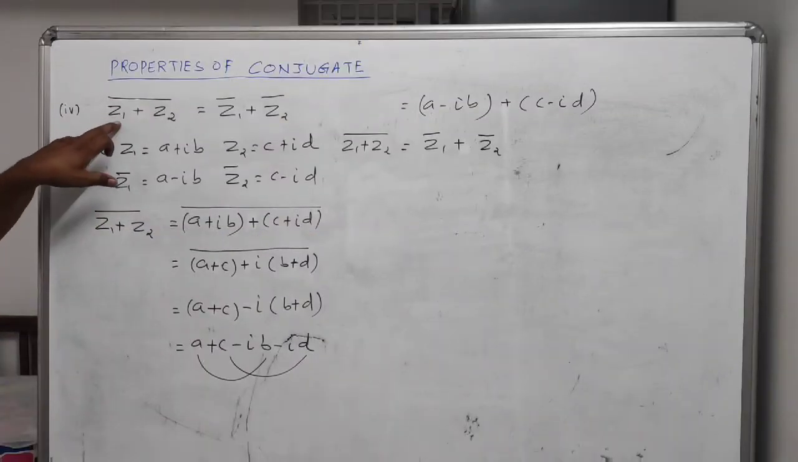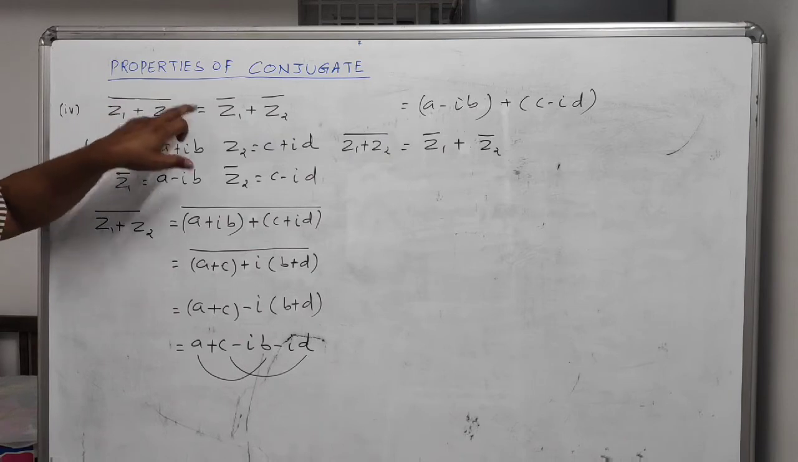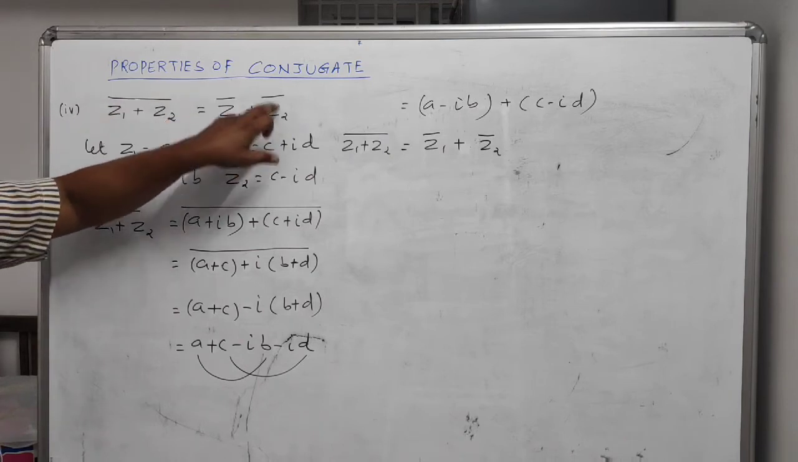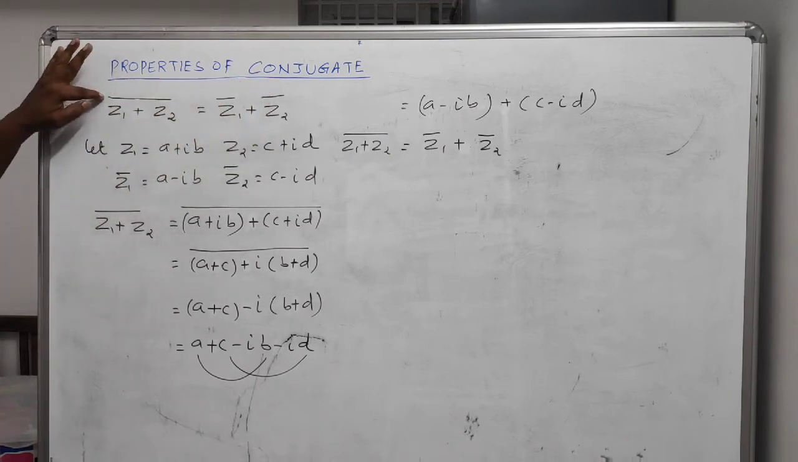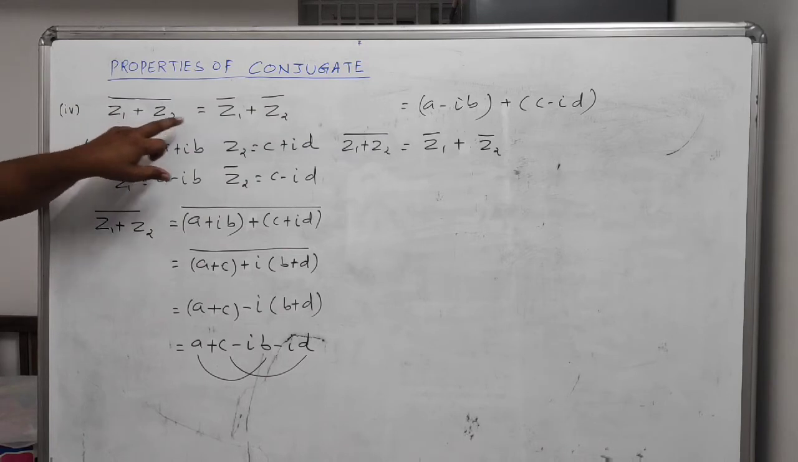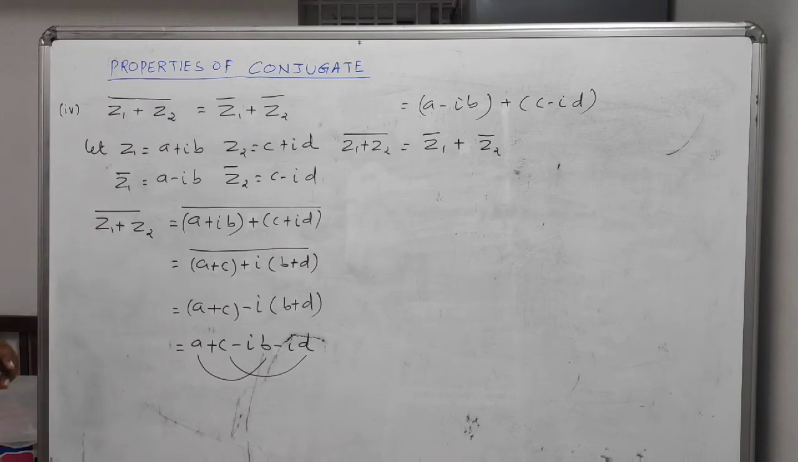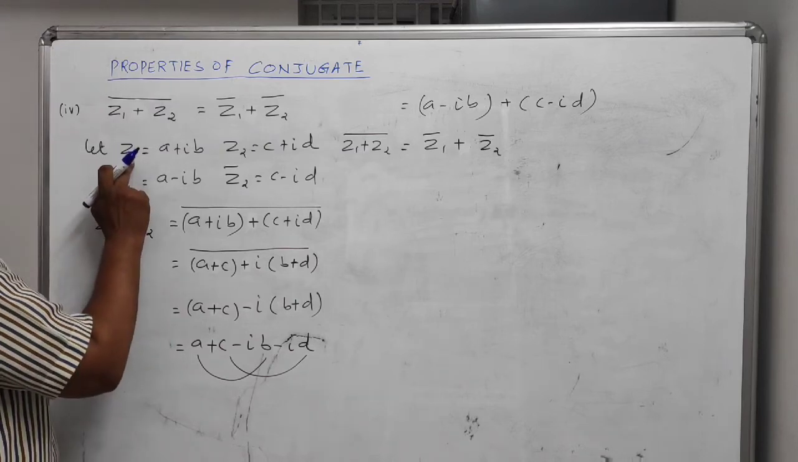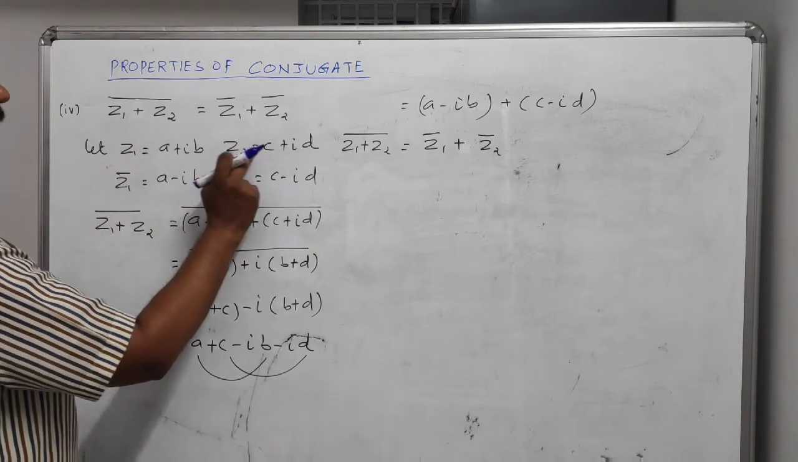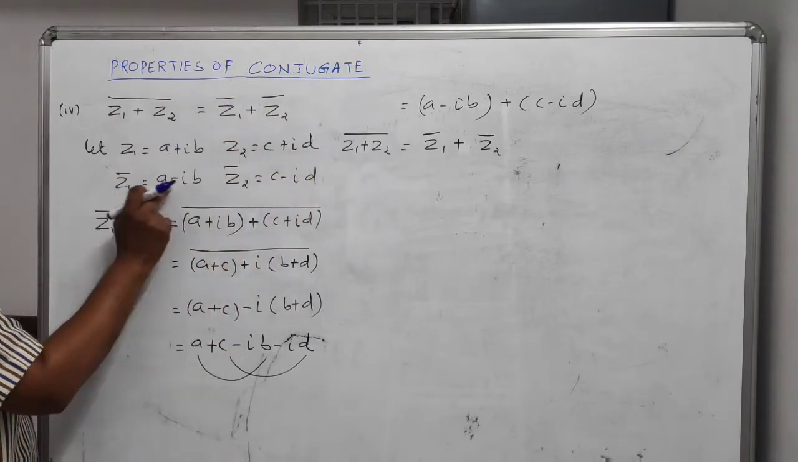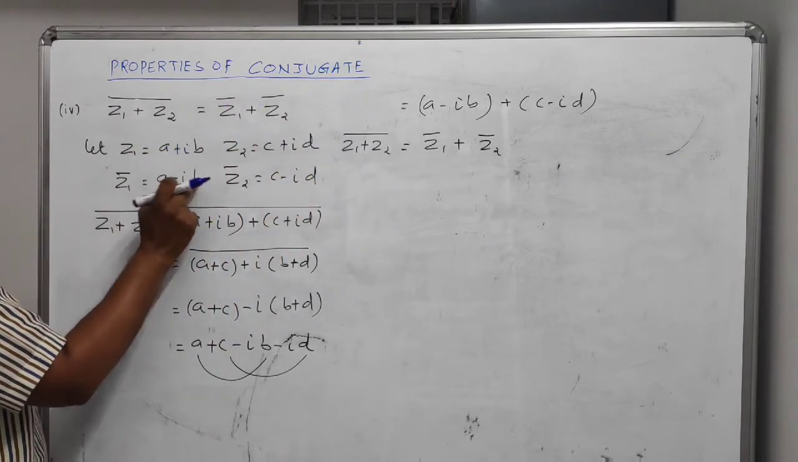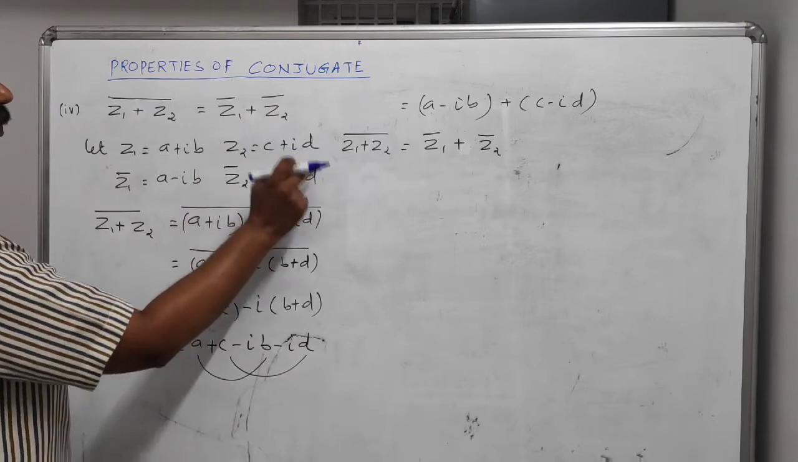Z1 plus Z2 whole bar is equal to Z1 bar plus Z2 bar. That is, the conjugate of the sum of two complex numbers is equal to the sum of their conjugates. For that, let us assume two complex numbers Z1 as a plus ib, Z2 as c plus id. Now Z1 bar is equal to a minus ib. Z2 bar equal to c minus id.